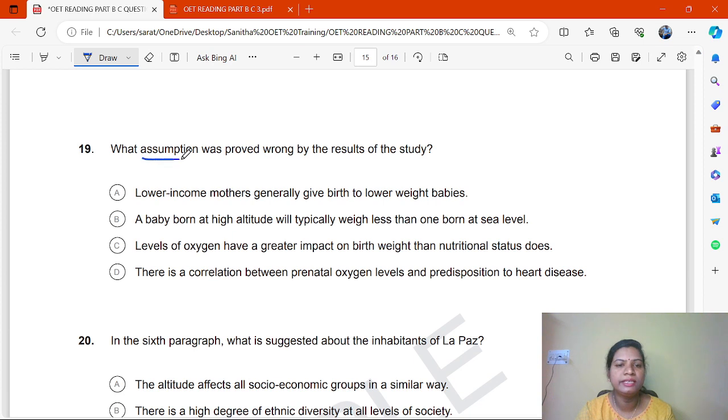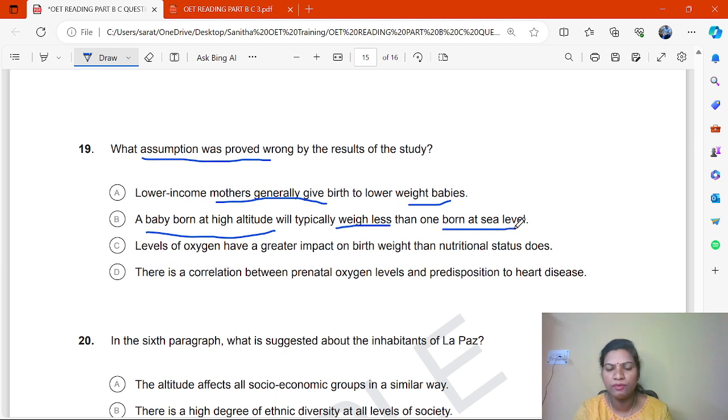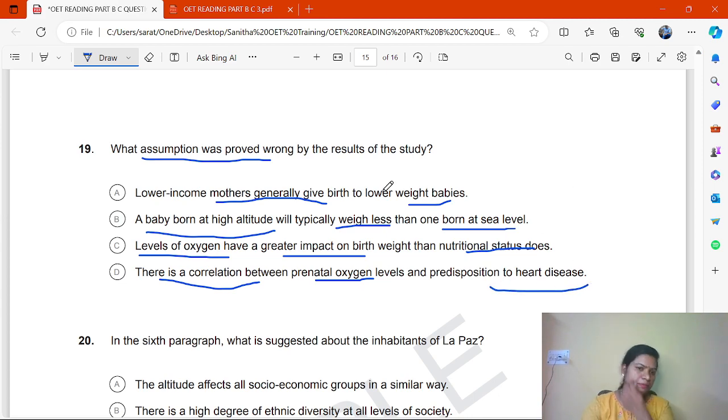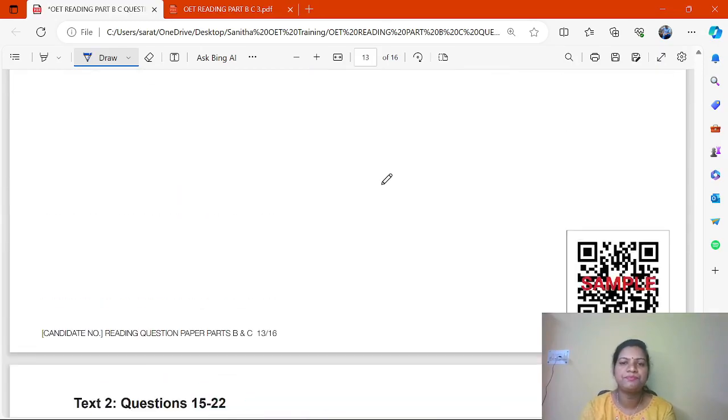Next, what assumption was proved wrong? What assumption was proved wrong by the results of the study? Lower income mothers generally give birth to lower weight babies. A baby born at high altitude will typically weigh less than one born at sea level. Levels of oxygen have a greater impact on birth weight than nutrition status does. There is a correlation between prenatal oxygen levels and predisposition to heart disease. Okay, so we are going to read the passage.